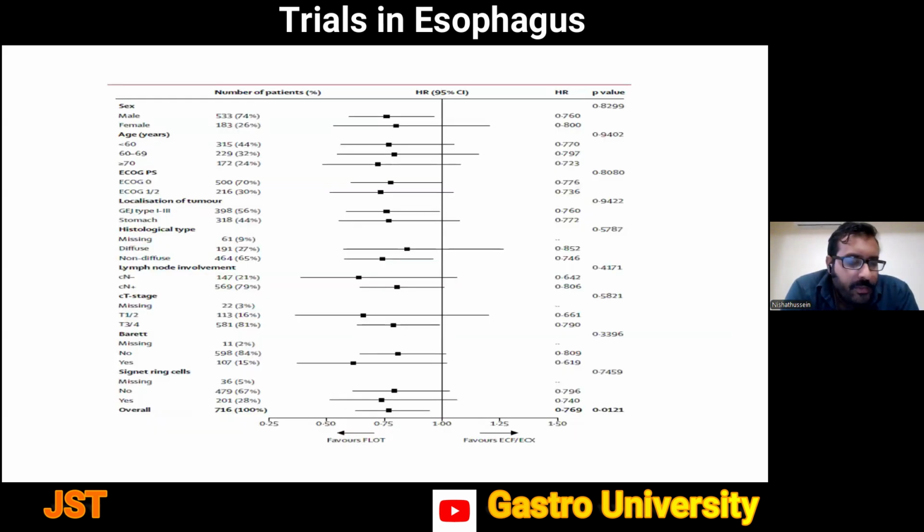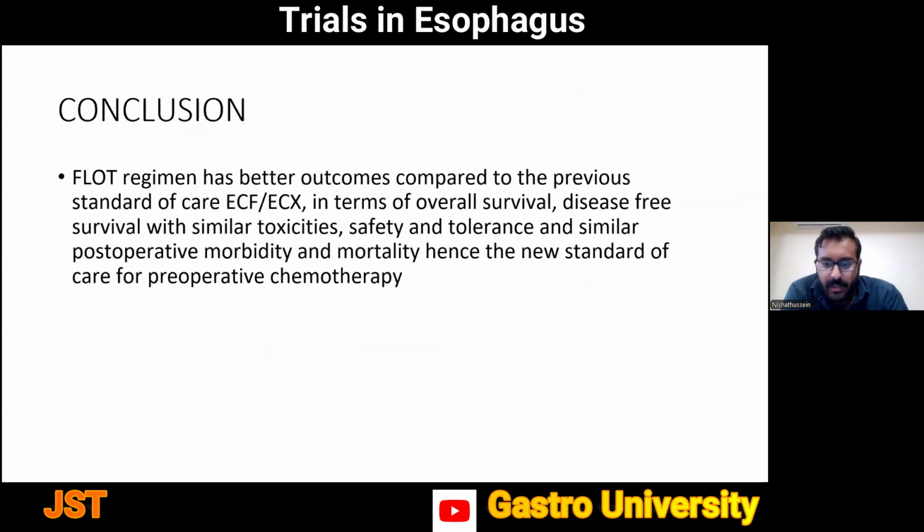Coming to the subgroups, in all the subgroup parameters, all favored FLOT over the ECF/S6 group when looking into the characteristics of the patient population: the age, the ECOG performance status, the location of the tumor, histology type, and lymph node involvement, whether positive or negative disease, T-stage, all favor FLOT more than ECF/S6.